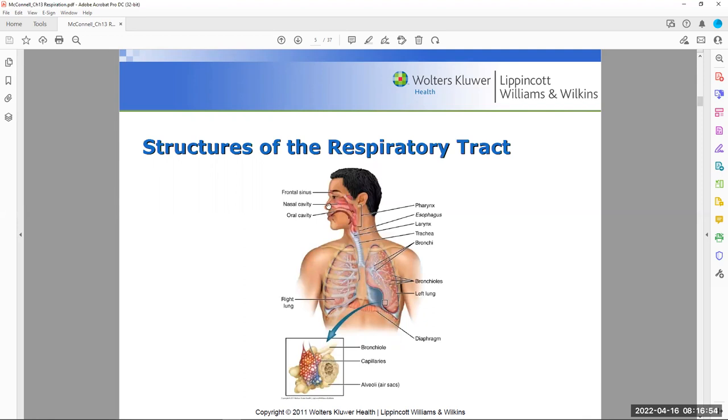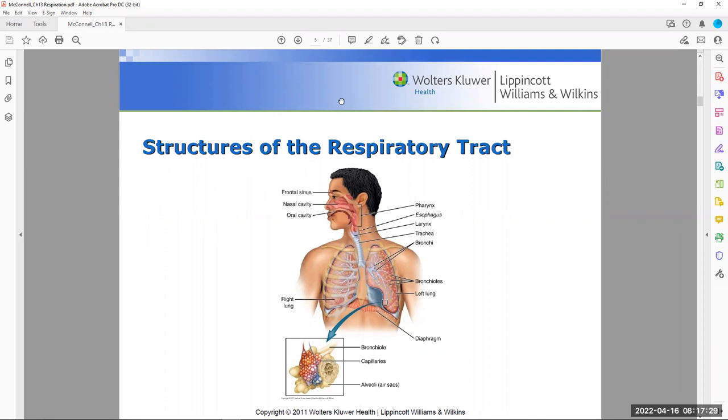The frontal sinus. Here, air could be taken in either via the nasal or oral cavity because they both join right here in the pharyngeal region, or the pharynx. So they join, and you have the nasopharynx and the oropharynx. These are the areas just posterior to the nasal and oral cavities respectively, and they then go down. Of course, you have the esophagus, or gullet, that leads to your stomach. So that's why it's critical to have the epiglottis over it.